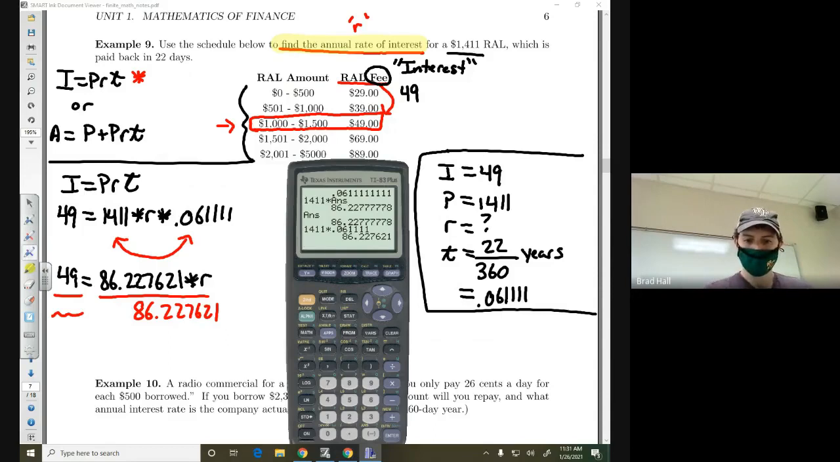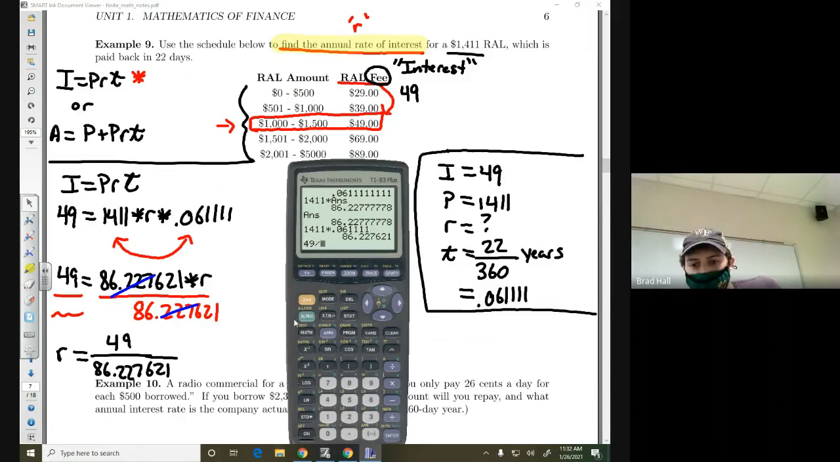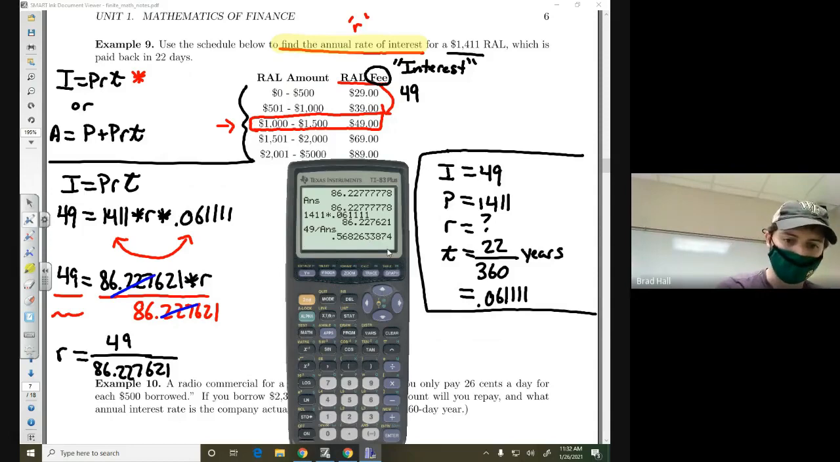So, cancel, cancel. And now R is equal to 49 divided by that 86.227621 value, which we can now plug into the calculator. So instead of typing in the whole number, I'm going to just use second, down here to ANS. So now it's doing 49 divided by that last number that I put in the calculator. It types it in for me. Very convenient command, and I'm going to go with that.